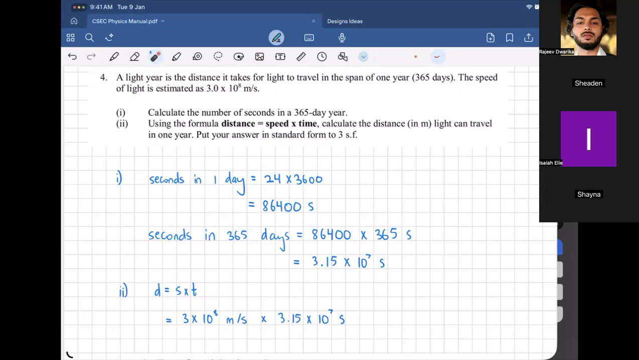Yeah. Shayna, I want to reiterate that. So Shayna, what are we trying to find in part two? The distance of light. And what do we measure distance in? Meters per second. Distance? Sorry. Take your time. What do we measure distance in? What's the unit for distance?